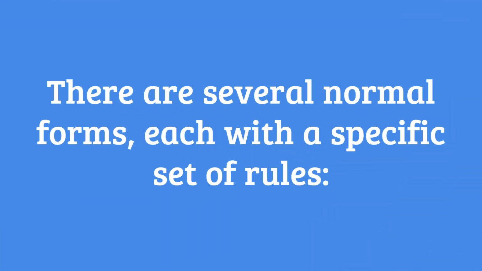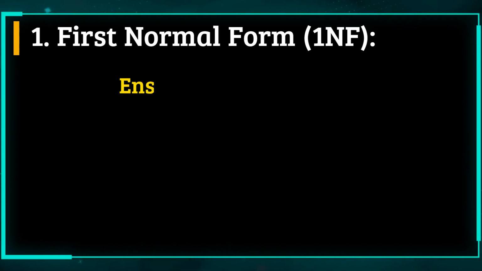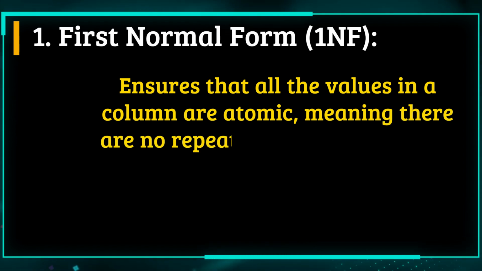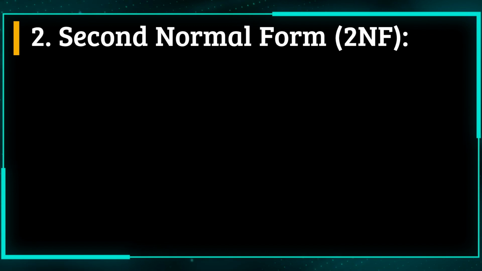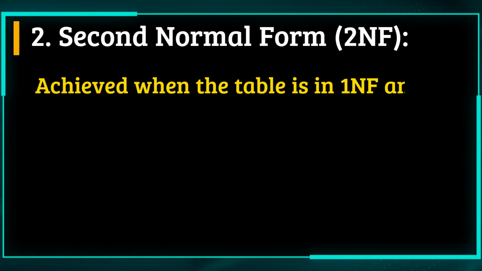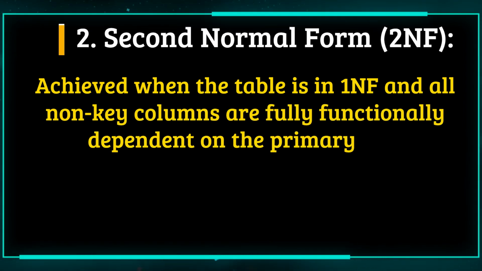There are several normal forms, each with a specific set of rules. 1. First normal form or 1NF. Ensures that all the values in a column are atomic, meaning there are no repeating groups or arrays. 2. Second normal form or 2NF. Achieved when the table is in 1NF and all non-key columns are fully functionally dependent on the primary key.